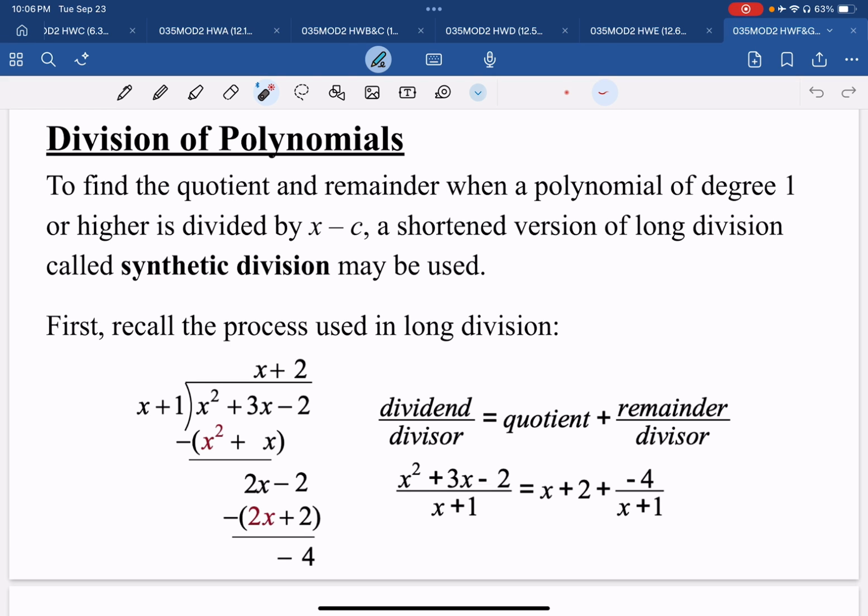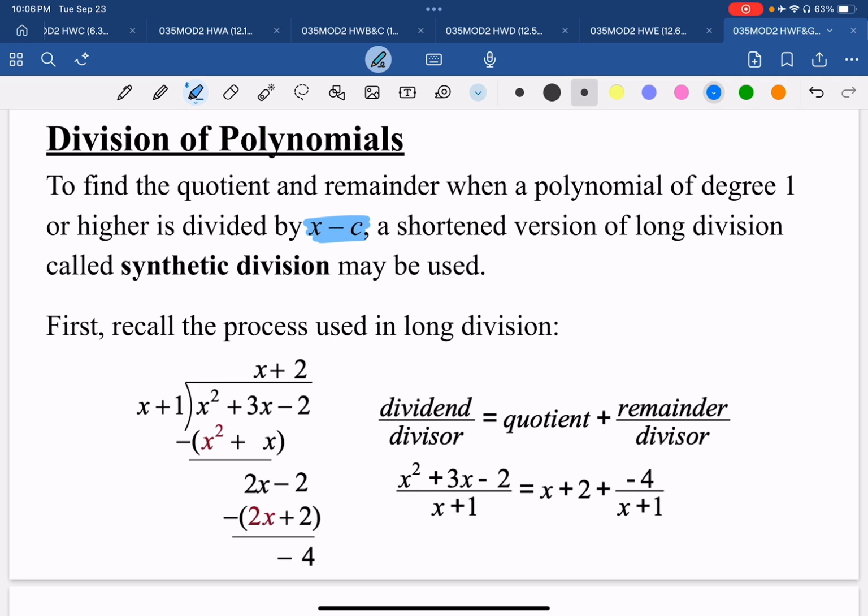To find the quotient and the remainder when a polynomial of degree 1 or higher is divided by x minus c, a shortened version of long division can be used, and that's called synthetic division. So it is shorter than long division.